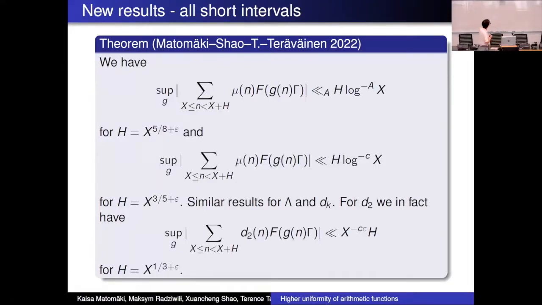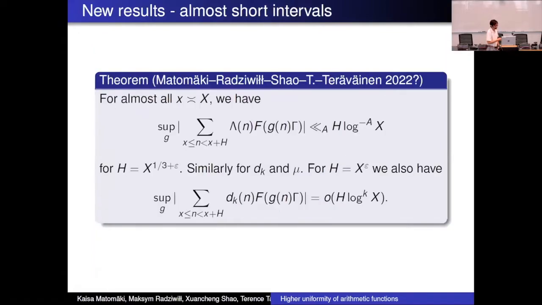And then one special case that's much easier is d_2, the standard divisor function, where we can actually get down to 1/3, which we're kind of proud of. We can break this 1/2 barrier, but only for the easiest function, d_2. Okay, so that's for all intervals.